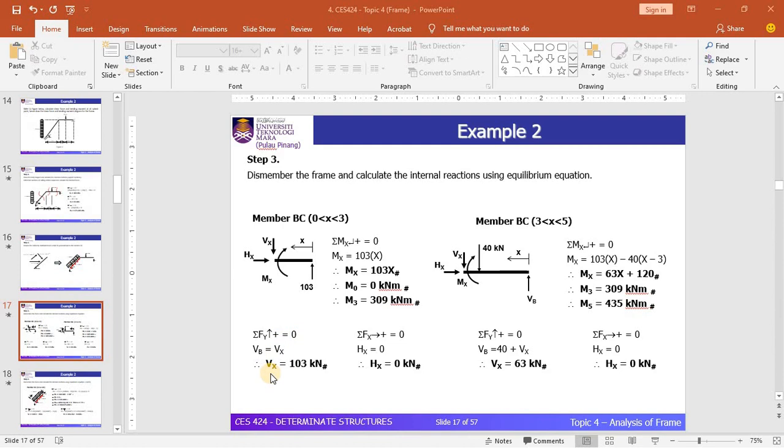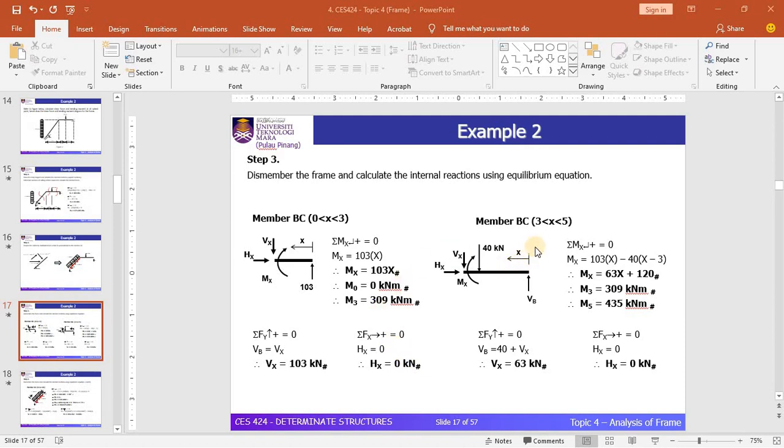By considering the summation of force in the vertical, you will get the equation of shear force, which is equal to 103 kilonewton. And by considering the summation of force in the horizontal, you will get the equation of axial force, but here the axial force value is 0 kilonewton. Basically the axial force doesn't give a significant effect on the horizontal member. That's why in the beam analysis, the axial force is not important, but in the frame analysis, when the member is slanting, the axial force will exist. So we look later at the other member.